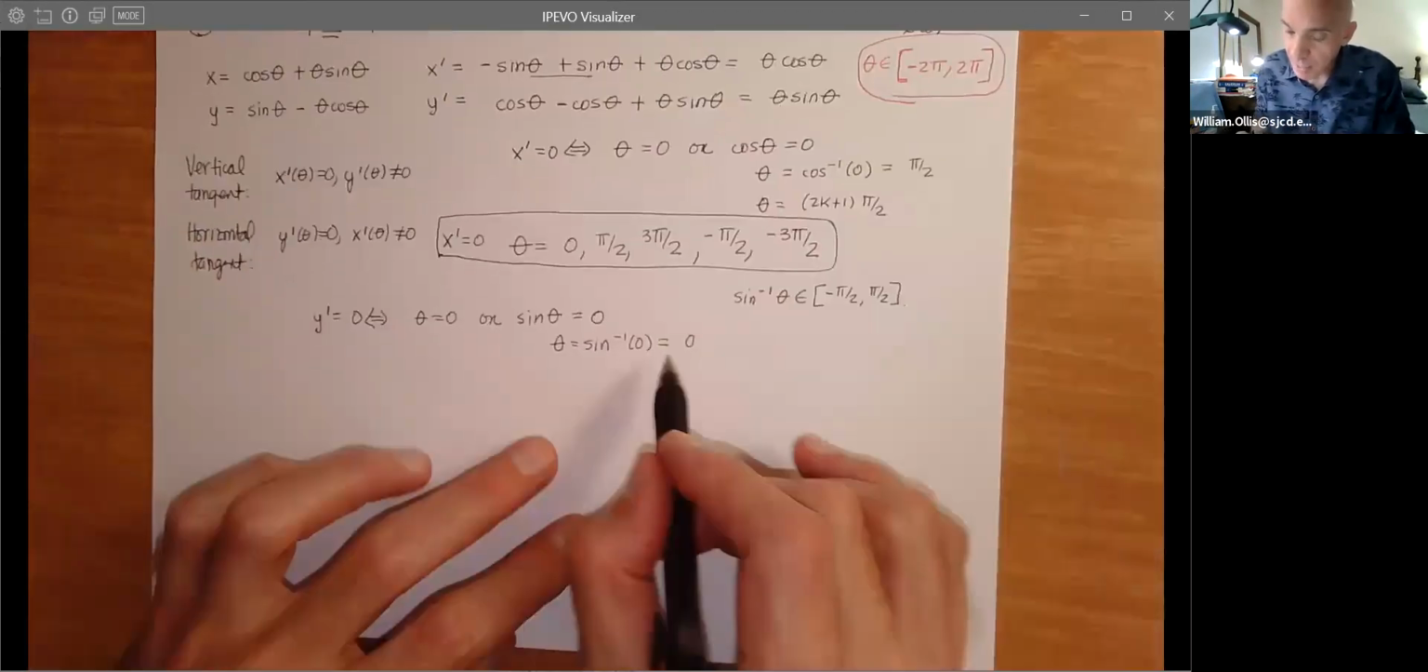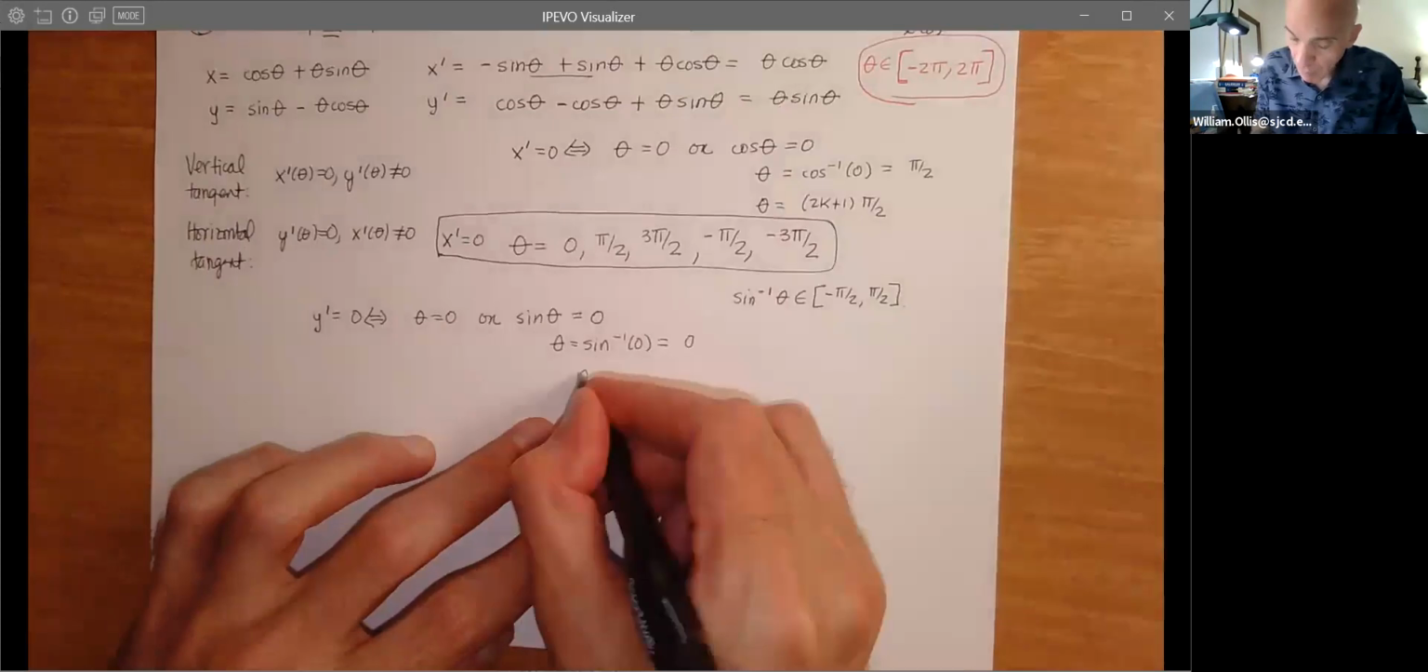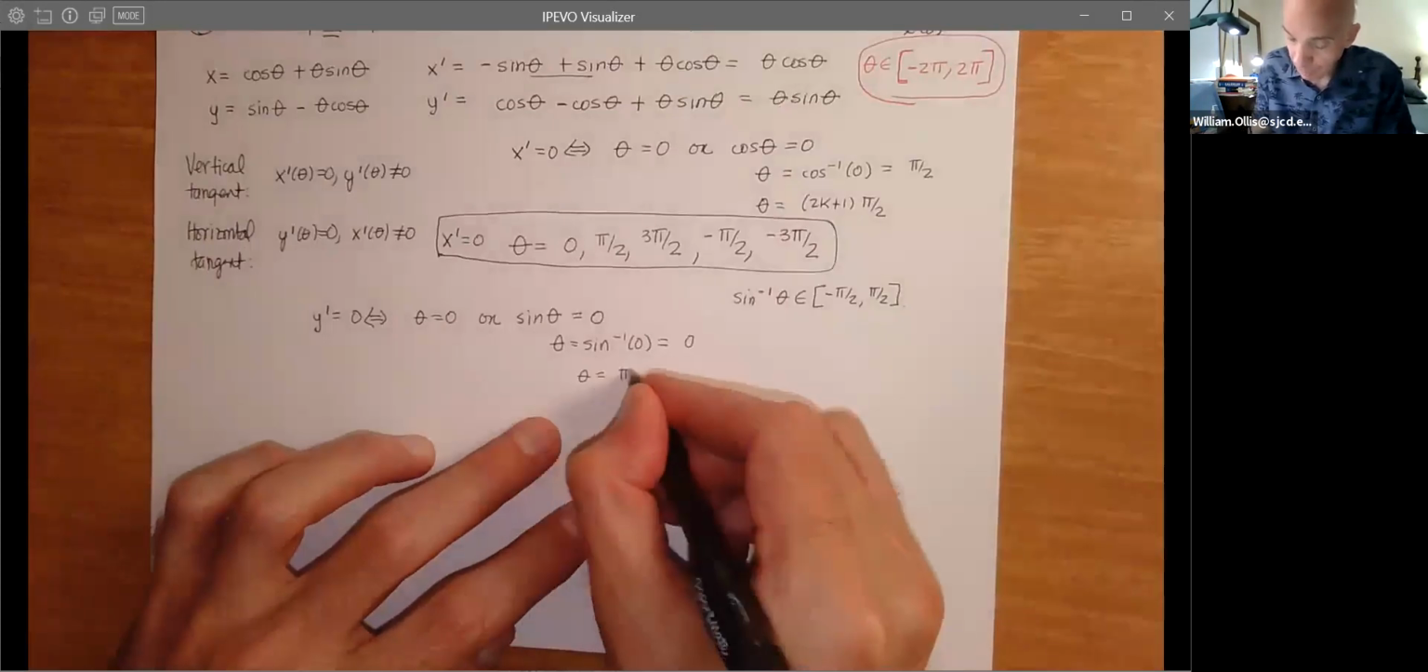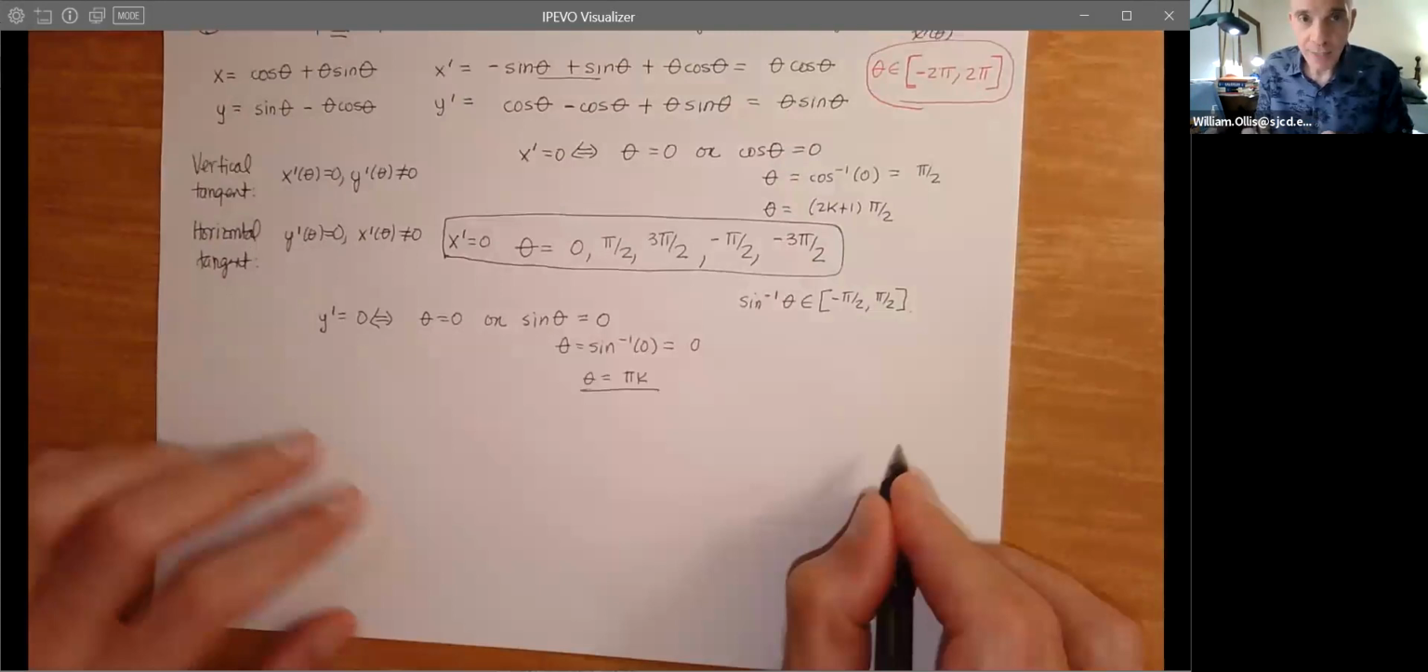So now we can see if we want all, we just want multiples of pi. So let's just go ahead and write these down.